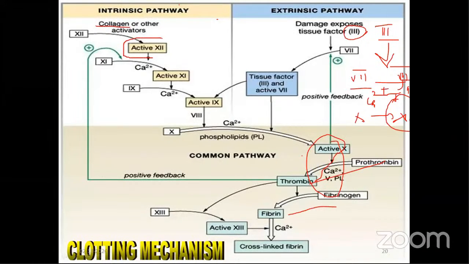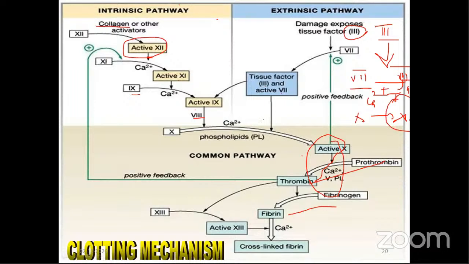The activated factor 12 then activates factor number 11. Then again, calcium is required at every step. This 11 activates factor number 9, converting it into active 9, and this active 9, in the presence of factor number 8 as well as calcium, is responsible for converting factor 10. Just like factor number 3 and 7 were important for converting factor number 10 to active factor number 10 in the extrinsic pathway, factor number 8 and 9 convert 10 into 10A, and the rest of the common cascade is then activated.